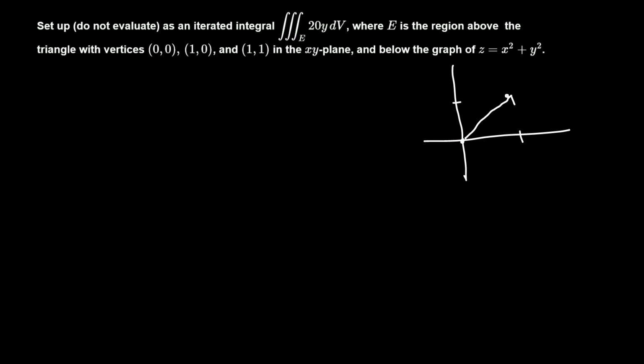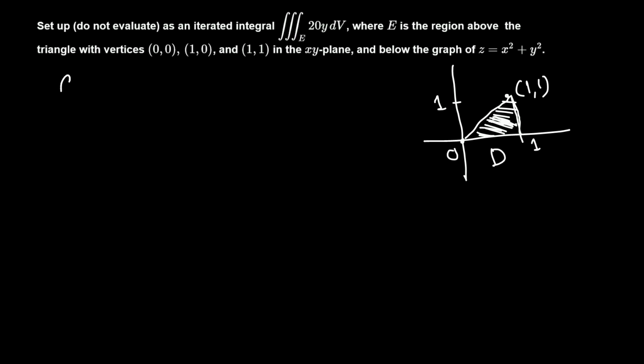So we have this triangle, 1 1 here. Above this region D, we say on the xy plane, and below the graph of g equals x squared plus y squared. Okay, so this is in fact the cone, and we want to evaluate this, but the calculation will be just like calculus 1 once we set up an iterated integral.